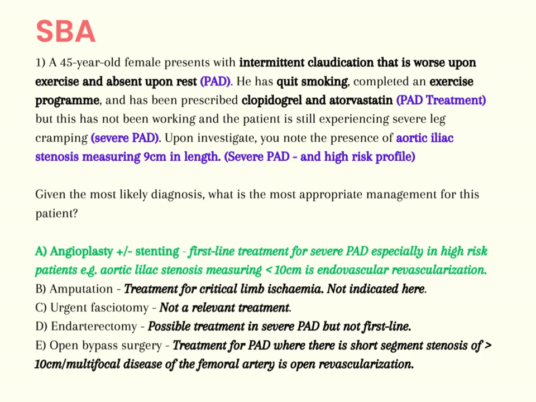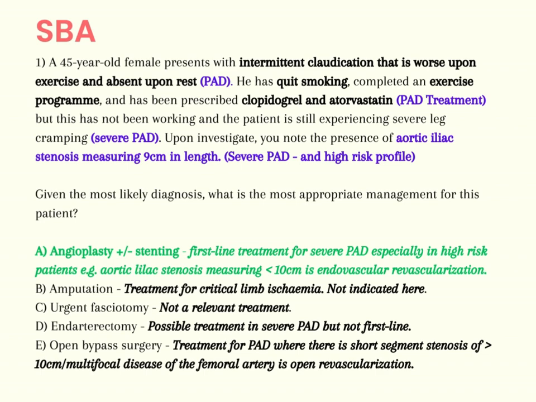And if you remember back to my teaching, we either need to give them endovascular revascularization surgery or open revascularization surgery. Endovascularly, if it's a short artery stenosis of less than 10 centimeters, or if it's in the aortic iliac vessel, then we go for an endovascular revascularization surgery, and that includes angioplasty plus or minus stenting.